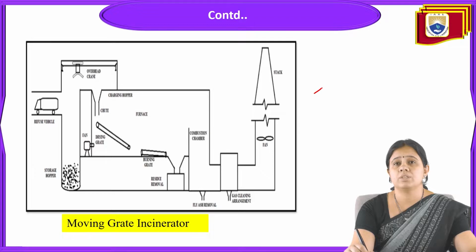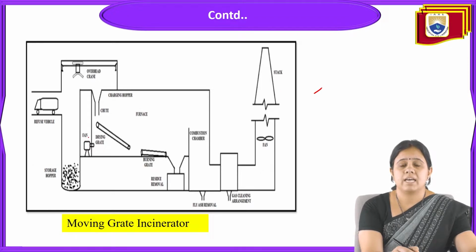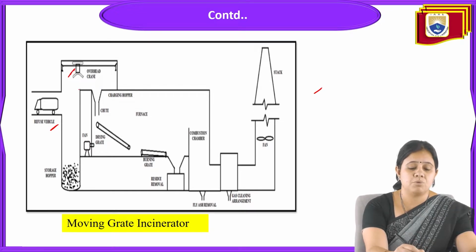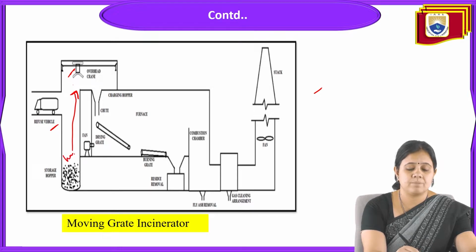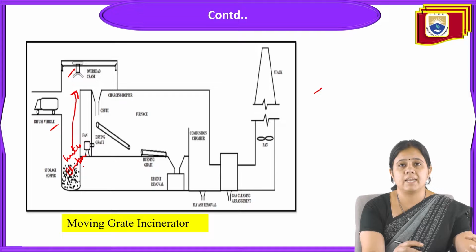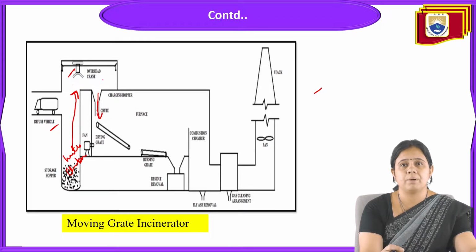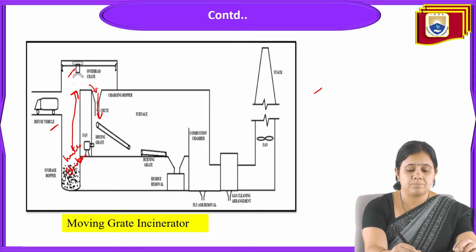This picture will show that first of all, the refuse vehicle will come, and these storage hoppers are there, and this crane is there. The crane is putting the waste into the waste chamber, and it also puts waste here, where one chute is there. The chute will be opened, and by the opening of the chute the waste will be put there.